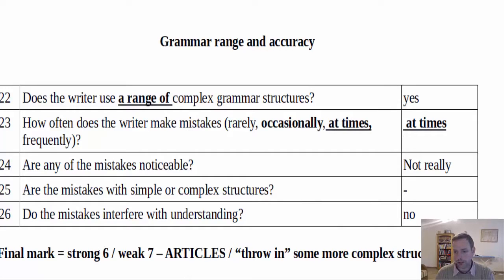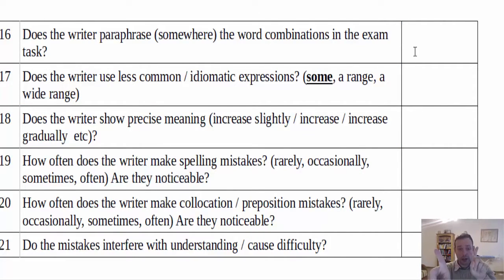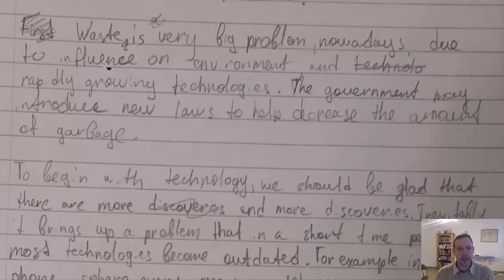Okay, and then let's move on to the last one here. Lexical resource. So lexical resource is similar to grammar, range, and accuracy. We're looking for two things. We're looking for range and mistakes. So let's get hold of that again. Okay, so waste is a very big problem.